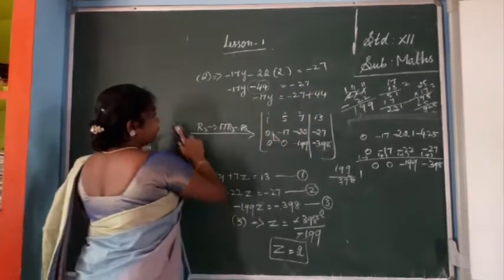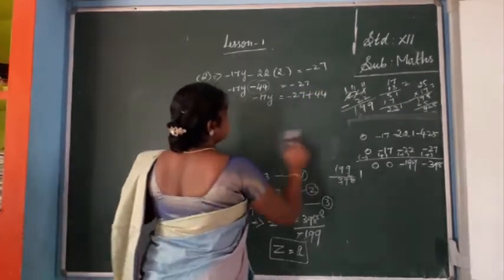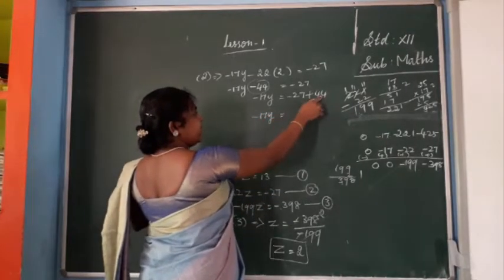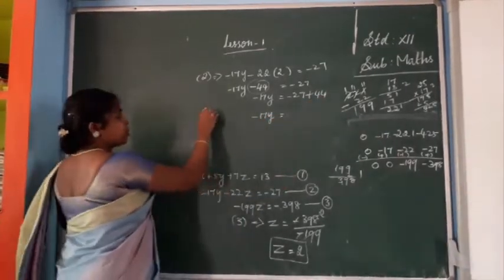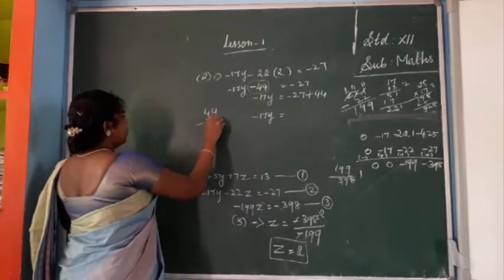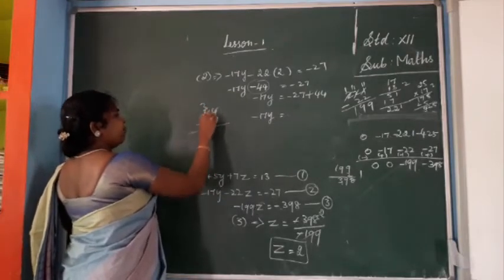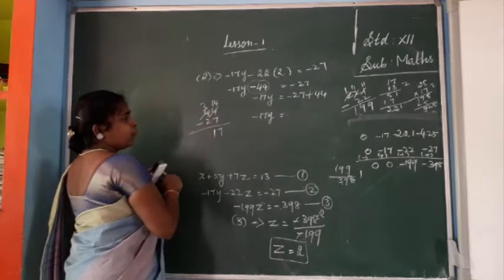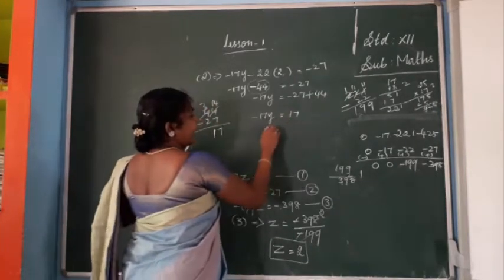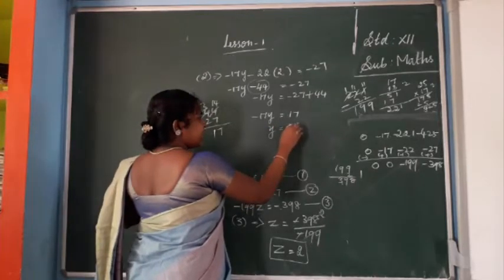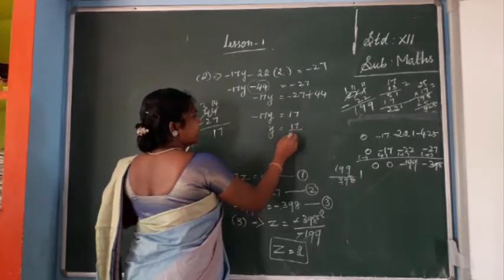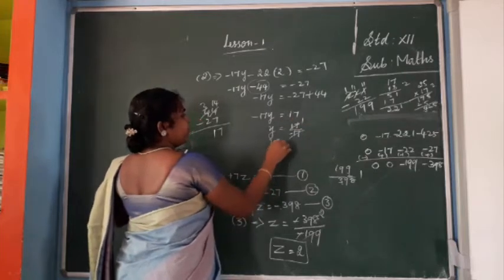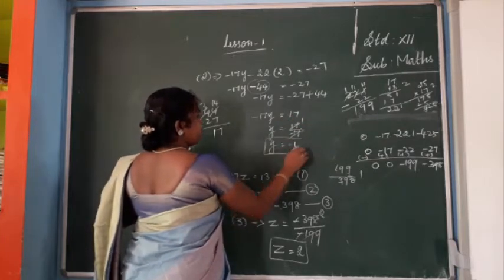Okay, next, minus 17y equal to, you see the greater number is positive. So 44 minus 27: 14 minus 7 is 7, 3 minus 2 is 1, so 17. So minus 17y equal to 17. Taking minus 17 to the right hand side, 17 by 17 is 1. So y equal to minus 1. So y also we got.